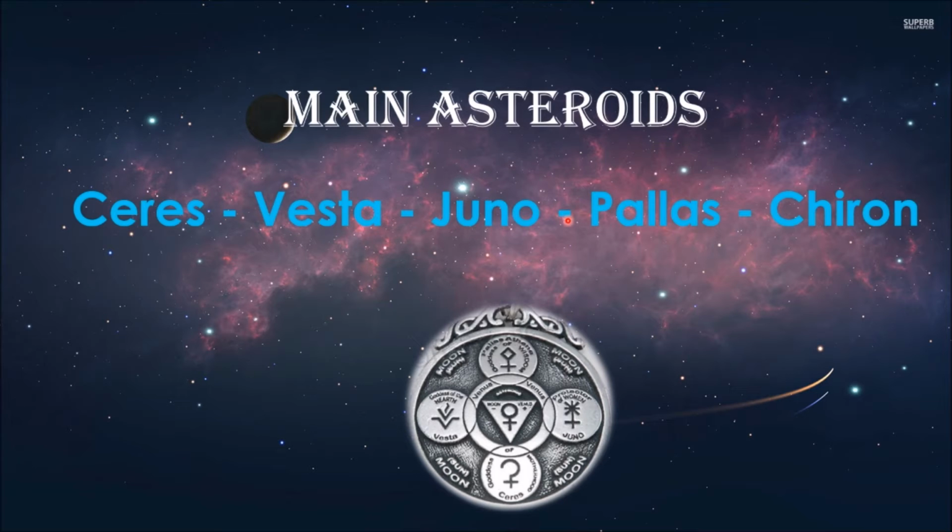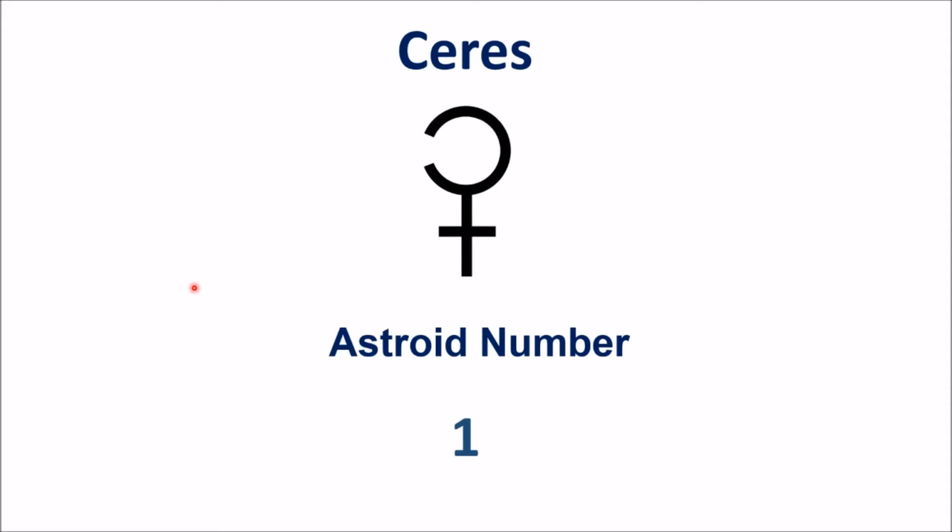So what we're going to do today is work with Ceres, and jump right into Ceres now. Okay, so Ceres looks like this in the astrological chart. This is the symbol. And the asteroid number, when you're putting it into Astrodienst, is number 1.